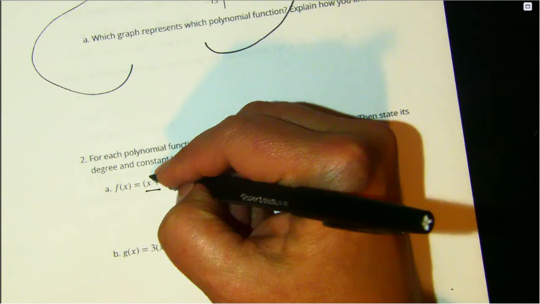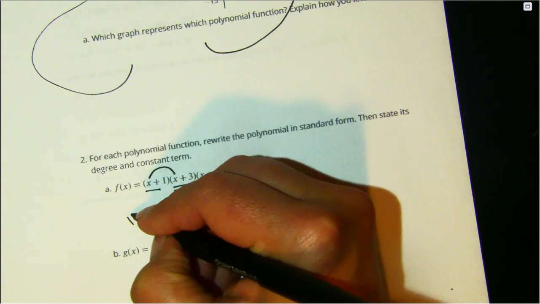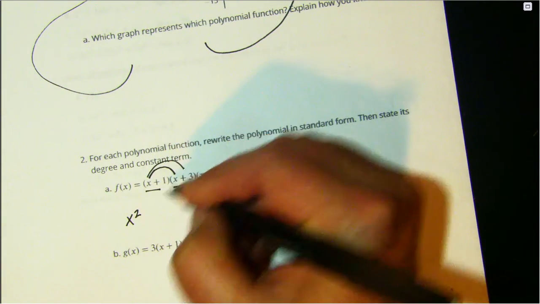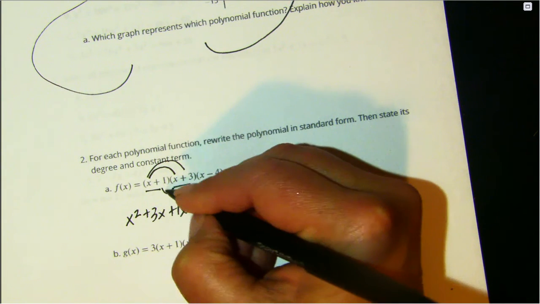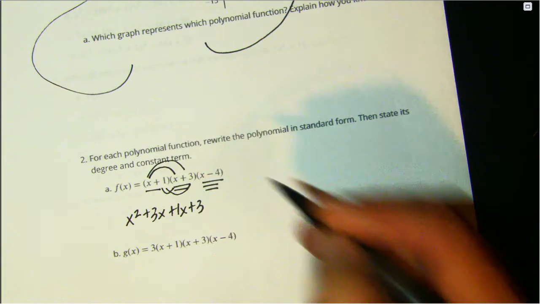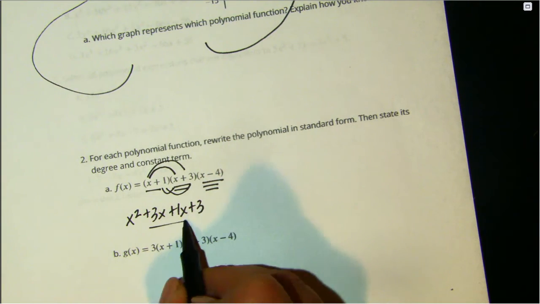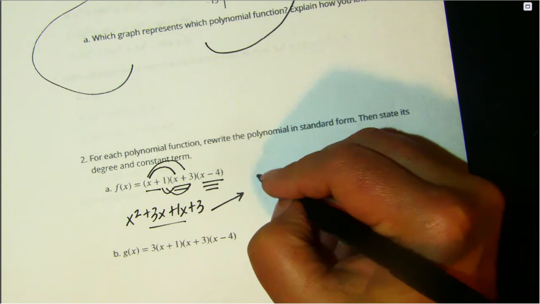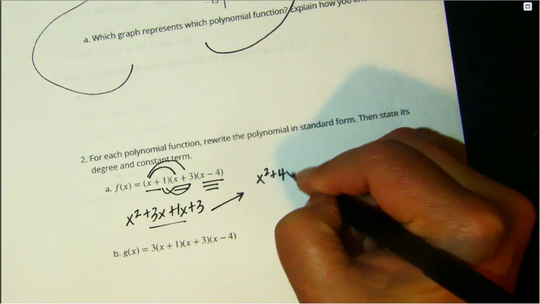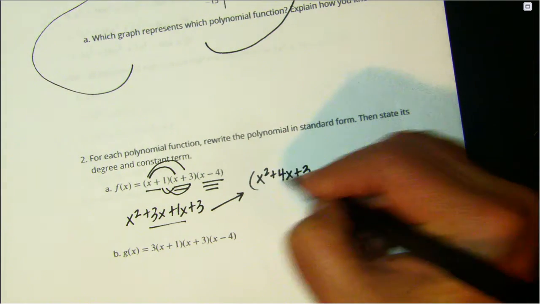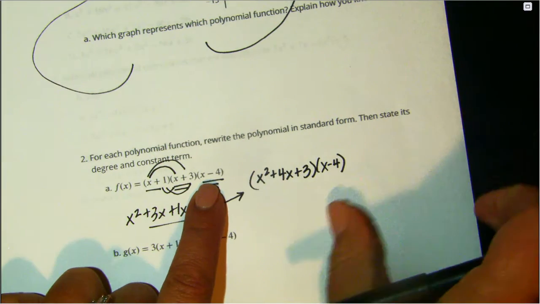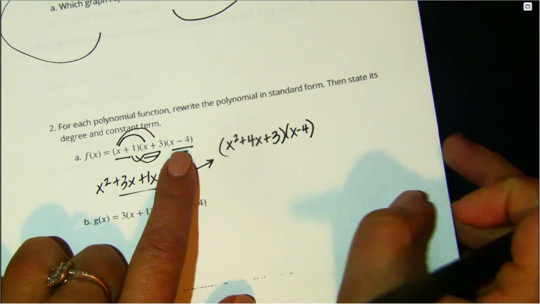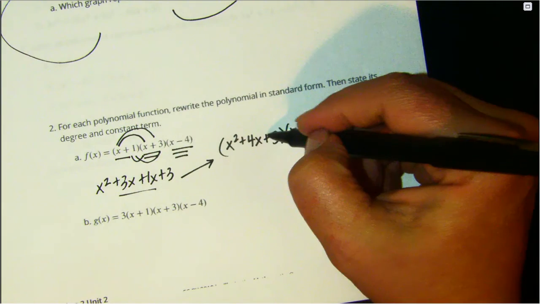So here's FOIL. First, outside, inside, last. Clean it up. I can combine those 2. So now I have x squared plus 4x plus 3. Now I have to multiply that times x minus 4. Kind of getting messy now. And it's not called FOIL anymore because you have a trinomial times a binomial.